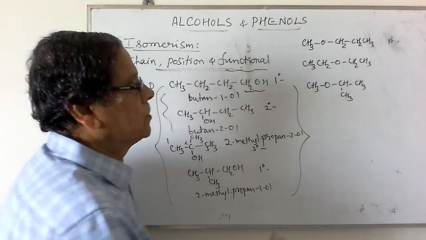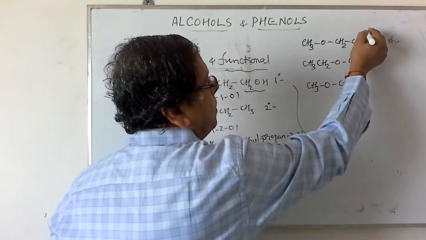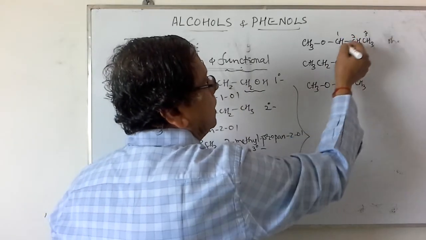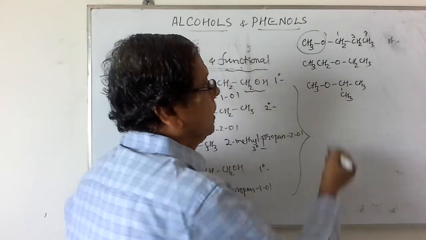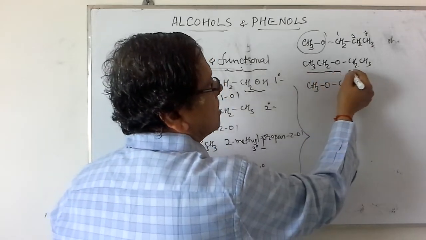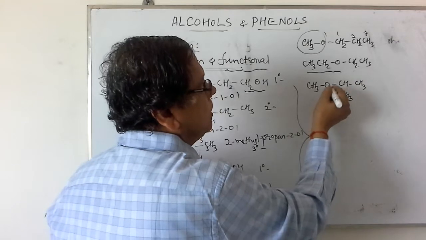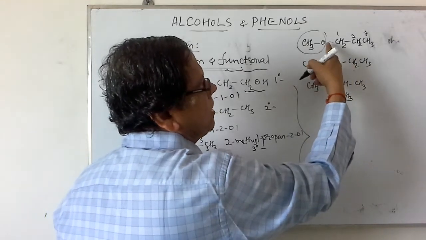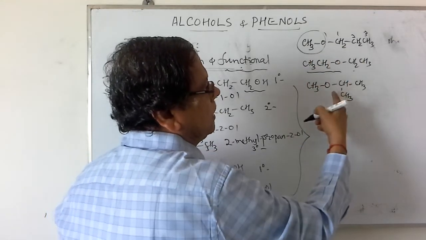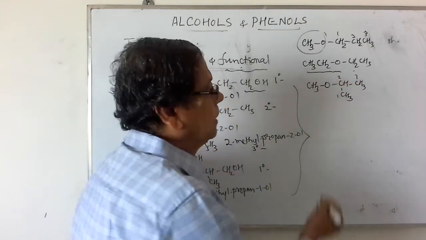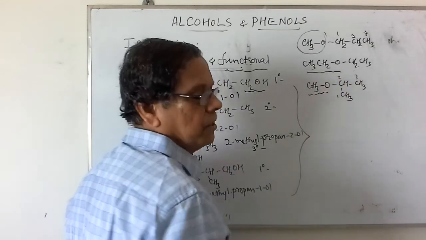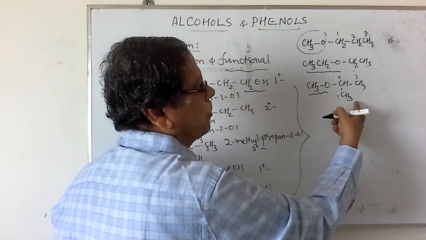This is 2-methoxypropane. So if you number this carbon chain 1, 2, 3, at the first position the OCH3 group is the functional group. This is ethoxyethane. So this is 1-methoxypropane. Now if you number this carbon chain 1, 2, 3, at the second position there is a methoxy group. That's why it is 2-methoxypropane.